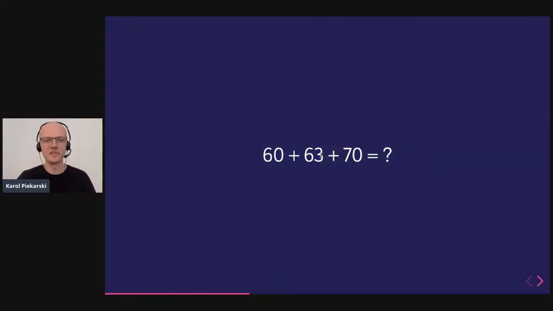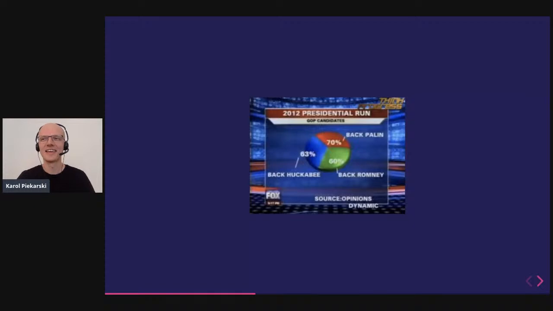Or for example here, sorry for the quality, it's a print screen from Fox News from the United States. Just focus on the numbers here. It's obvious that 60 plus 63 plus 70 equals 100%, right? And by the way, this is the reason why Trump could actually win the elections this year and the second time.